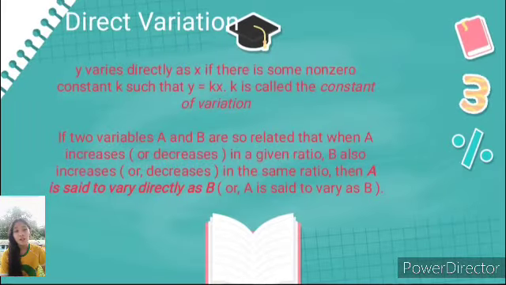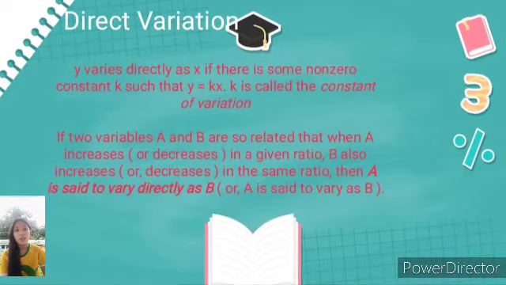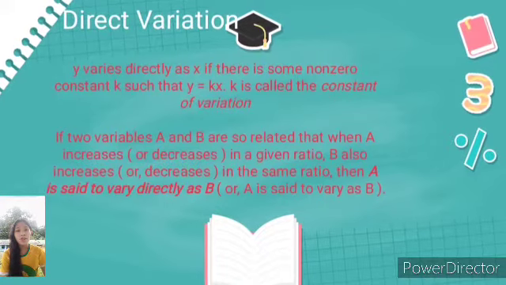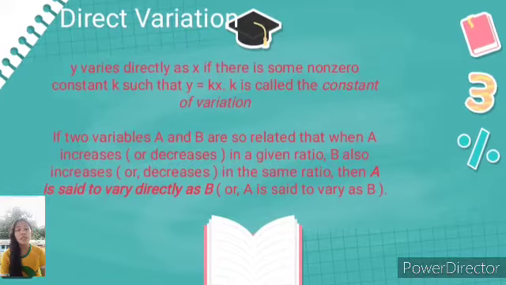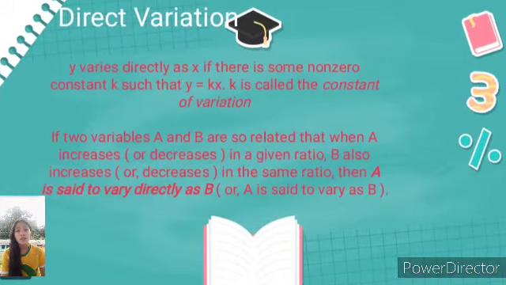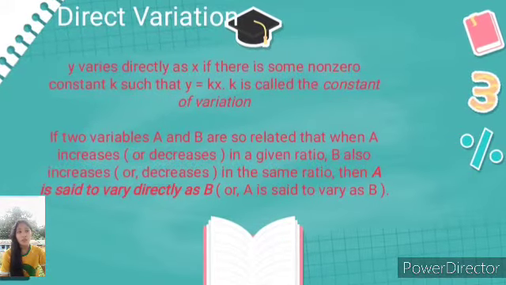The first type of variation that we will discuss today is direct variation. y varies directly as x if there is some non-zero constant k such that y equals kx. k is called the constant of variation.